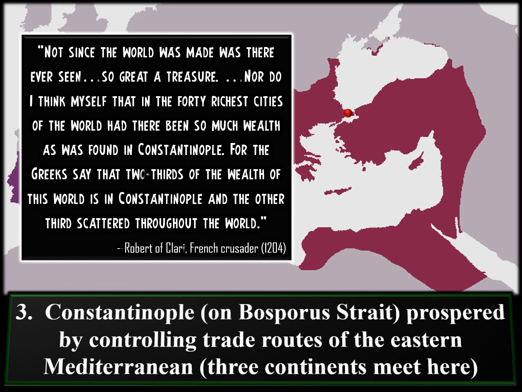Robert of Clari, who was a French crusader, wrote in 1204, "Not since the world was made was there ever seen so great a treasure, nor do I think myself that in the 40 richest cities of the world had there been so much wealth as was found in Constantinople. For the Greeks say that two-thirds of the wealth of this world is in Constantinople, and the other third scattered throughout the world."